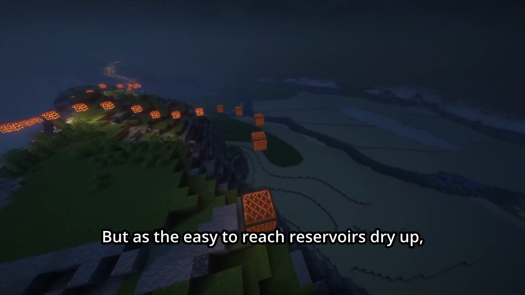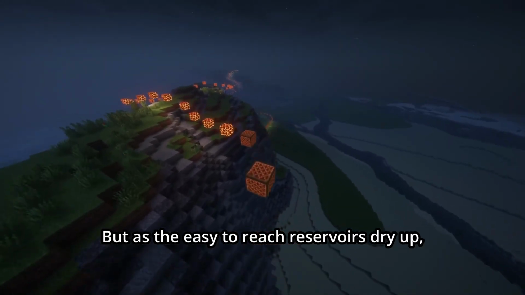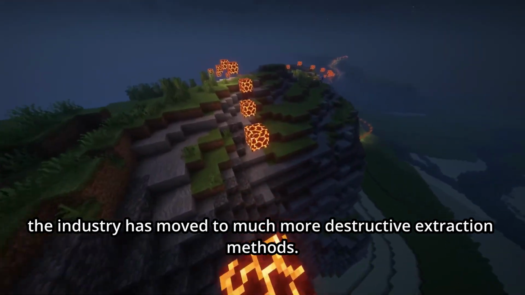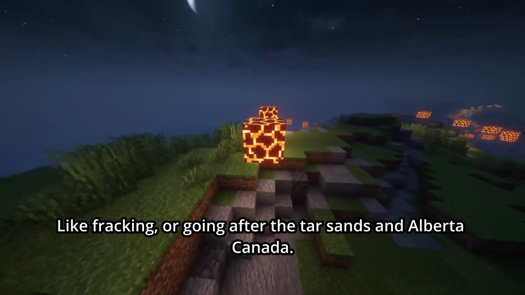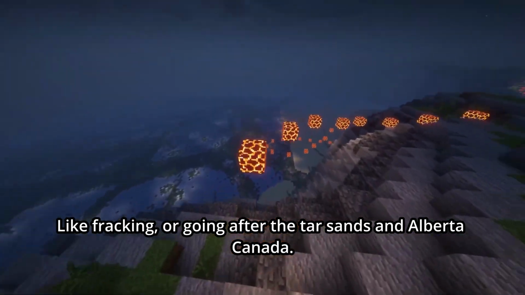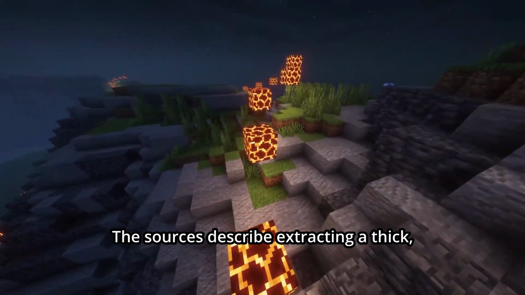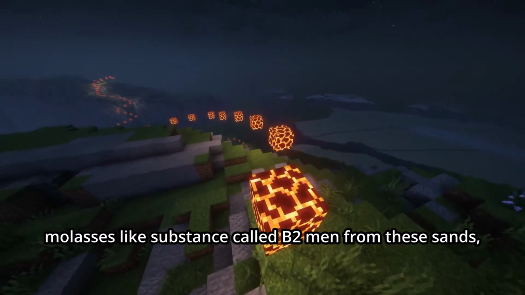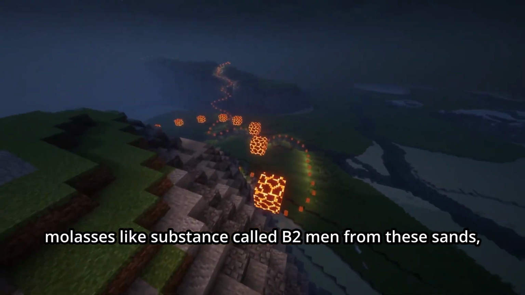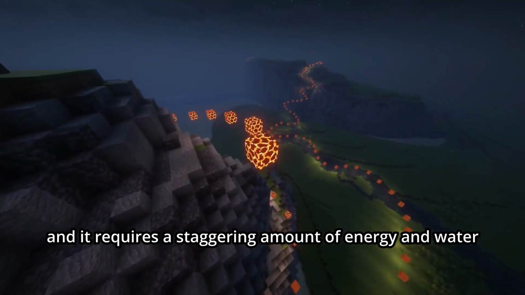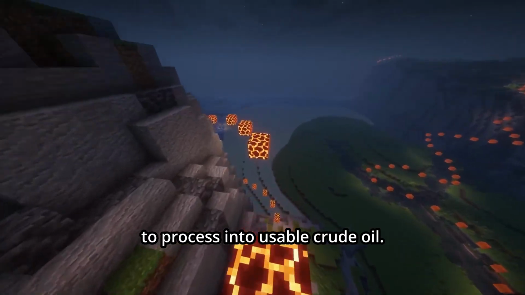We do. But as the easy-to-reach reservoirs dry up, the industry has moved to much more destructive extraction methods. Like fracking or going after the tar sands in Alberta, Canada. Yeah, the Alberta tar sands are a huge one. The sources describe extracting a thick, molasses-like substance called bitumen from these sands, and it requires a staggering amount of energy and water to process into usable crude oil.